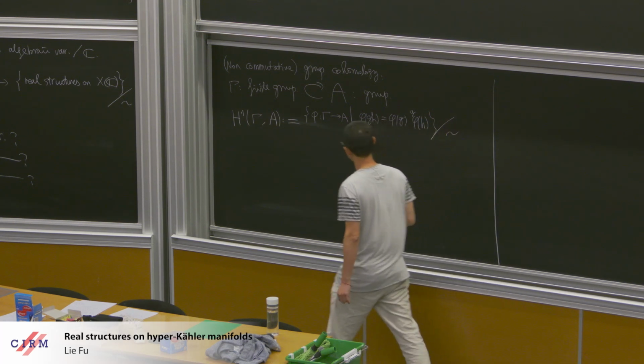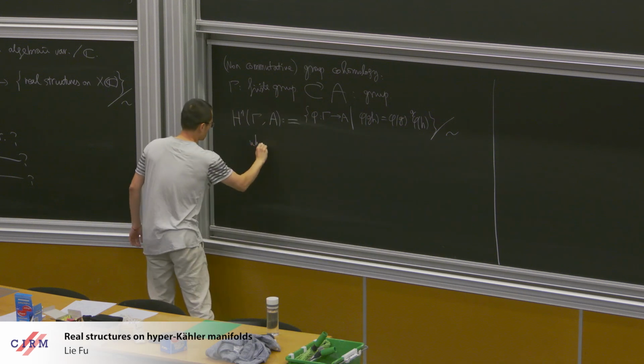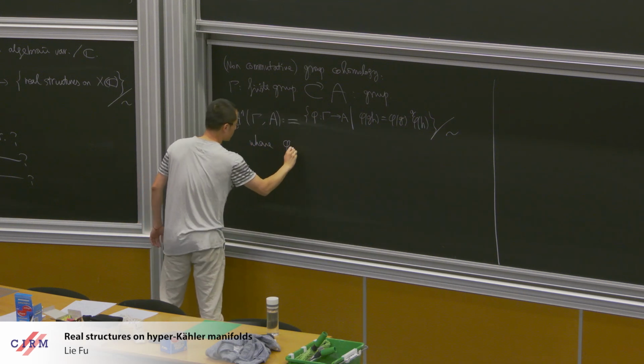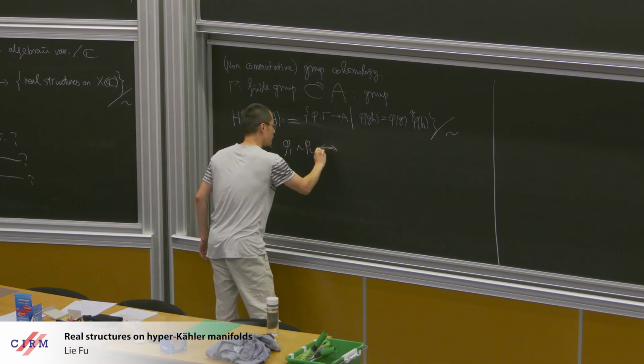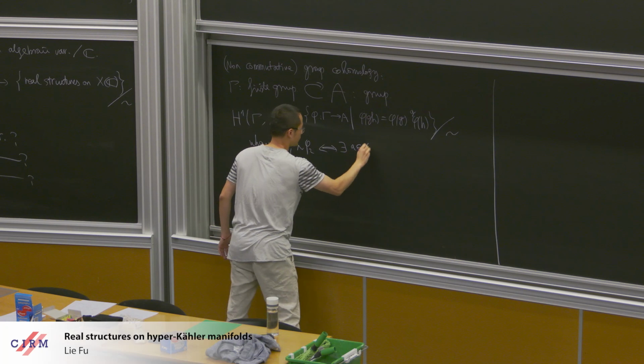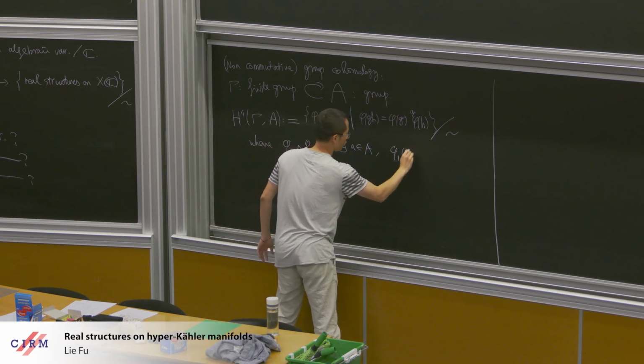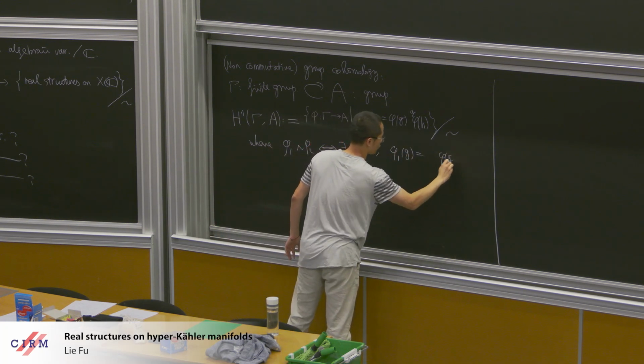And then you quotient out by an equivalence relation where you declare that phi1 is equivalent to phi2 if we have two cocycles. They are equivalent if and only if there exists some element a in A such that phi1 and phi2 are conjugate by this a, more or less.